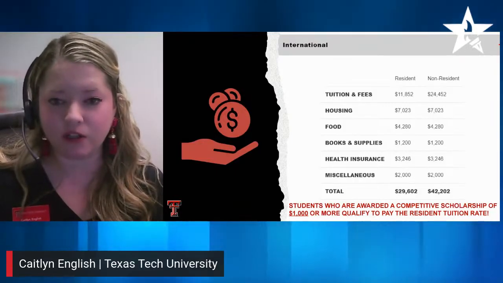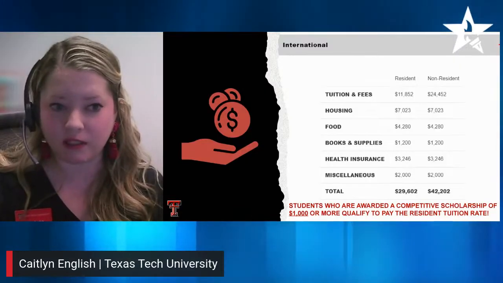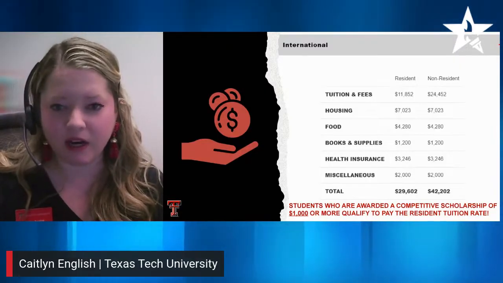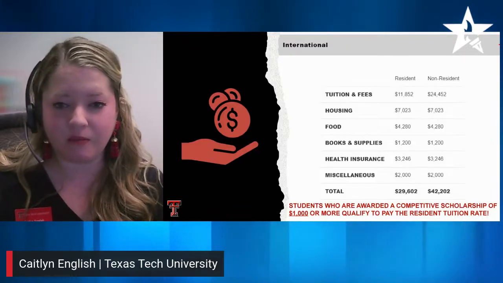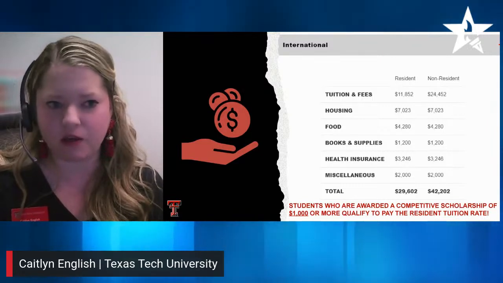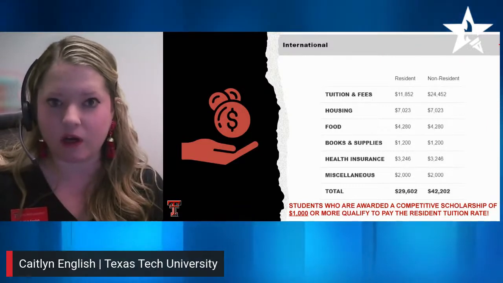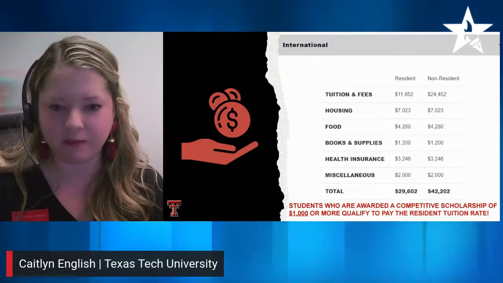If you do receive a scholarship of at least $1,000, it automatically drops to about $12,000. And this is for the year. And I will highlight a lot of the other costs you see are best estimates. But this would be what you would tend to estimate your annual cost of attendance being while you're here, at least your first year at Texas Tech University as an incoming freshman.